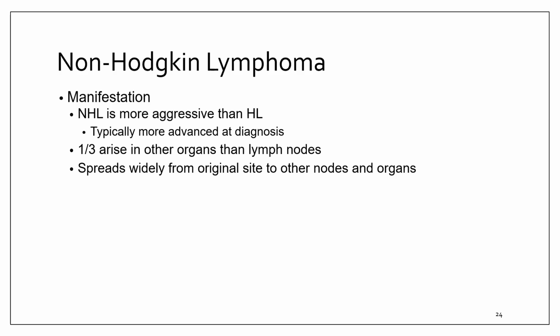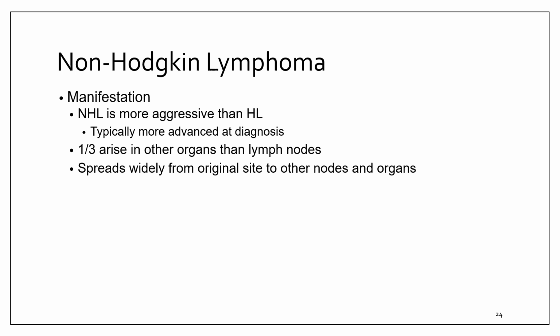Unlike Hodgkin's lymphoma, NHL is more aggressive. It's usually more advanced at diagnosis. It does not spread in an orderly pattern. Instead of node, adjacent node, to the next node, NHL tends to say, let's try everywhere at once.